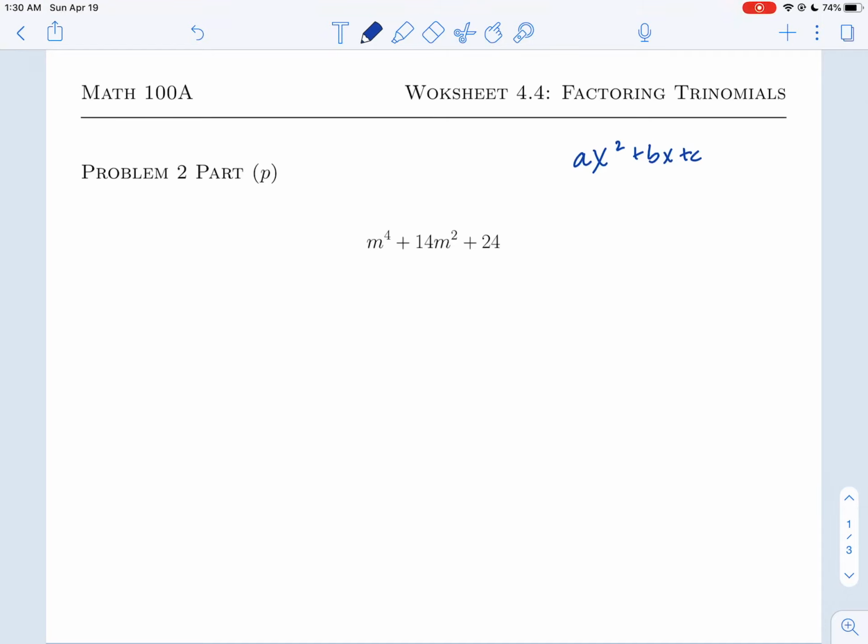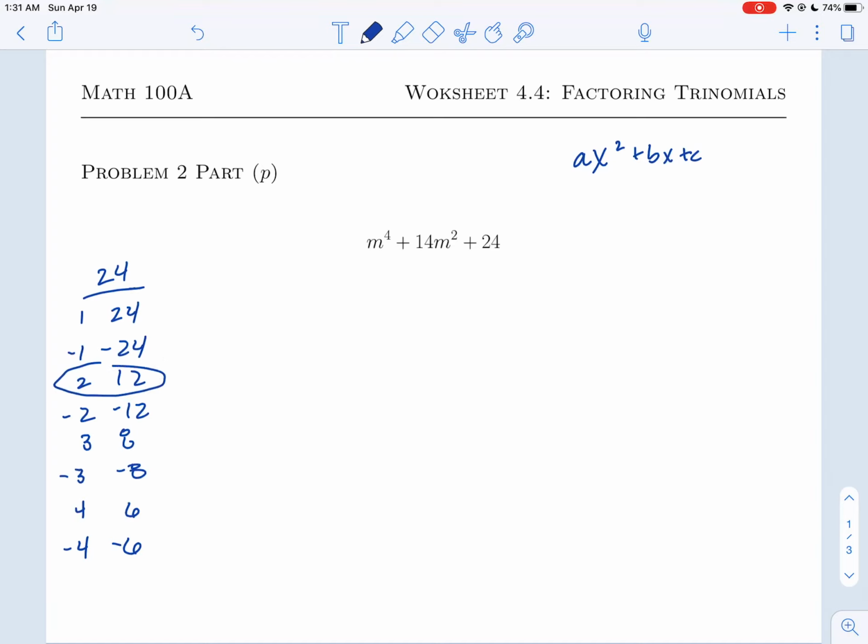So I'm going to do a times c, right, 1 times 24. I'm going to look at all the things that multiply to 24 and add to 14. So things that multiply to 24, I've got 1 and 24, negative 1 and negative 24, 2 and 12, negative 2 and negative 12, 3 and 8, negative 3 and negative 8, and I've got 4 and 6, and negative 4 and negative 6. So I'm trying to get to that positive 14, so I'll actually just look at all these positive pairs that I have. It looks like the pair that's going to add up to 14 is that 2 and 12.